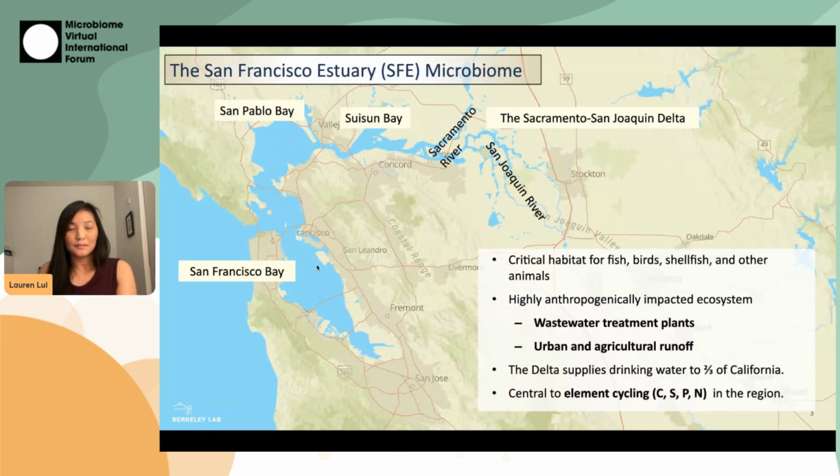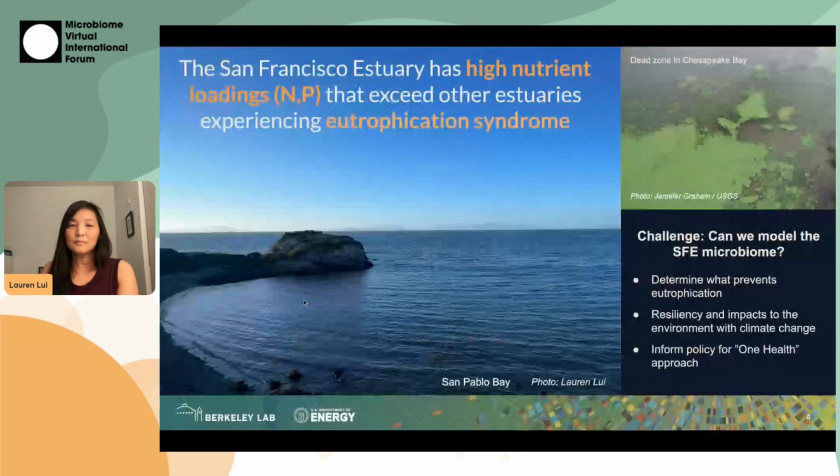The estuary is composed of these three bays, and then also the Sacramento-San Joaquin River Delta, which is really important for agriculture. A lot of people in California don't even know this, but the Delta actually supplies 2/3 of the drinking water to California, because a lot of Southern California draws its drinking water from the Delta. And because it's a terrestrial aquatic interface, it's very central to element cycling. So that's the carbon cycle, the nitrogen cycle.